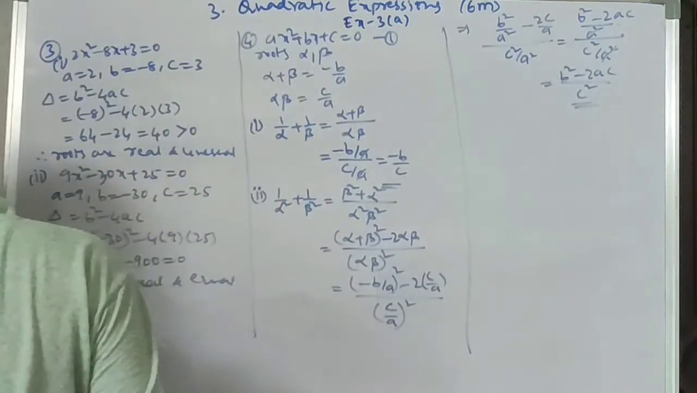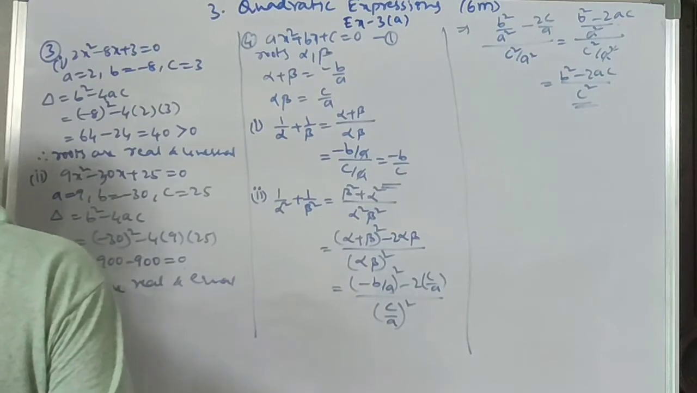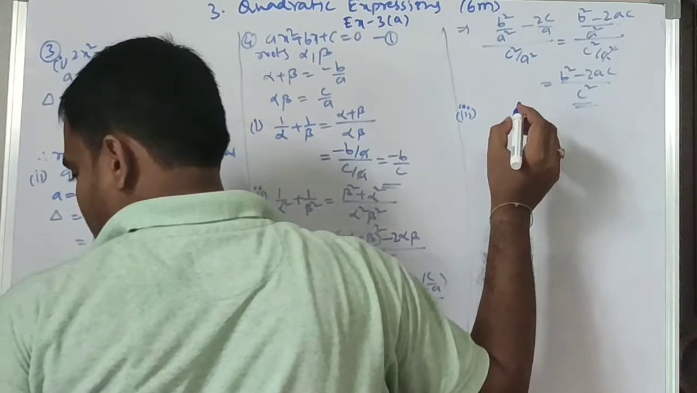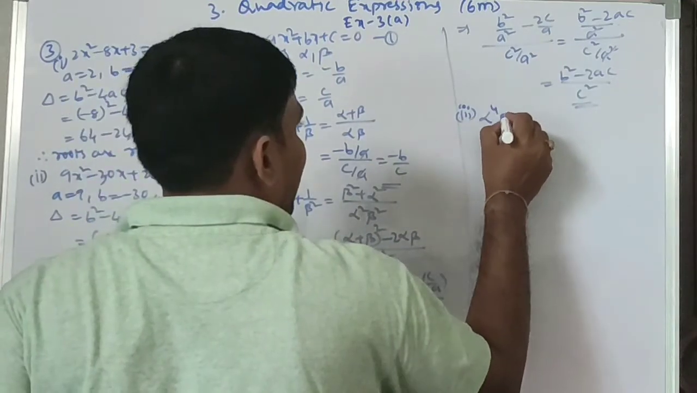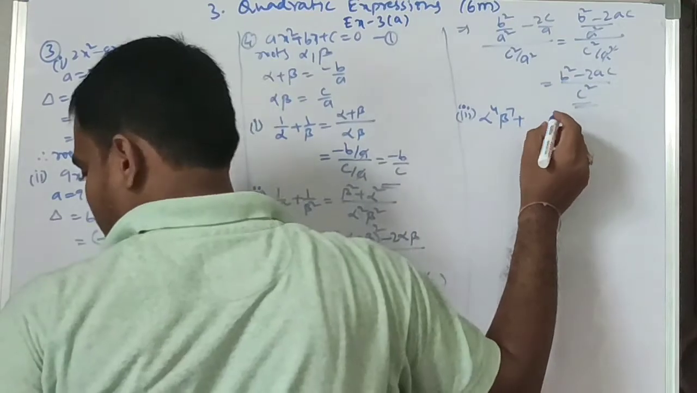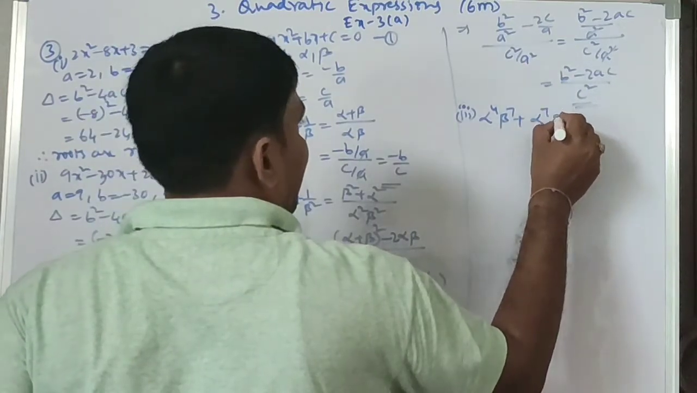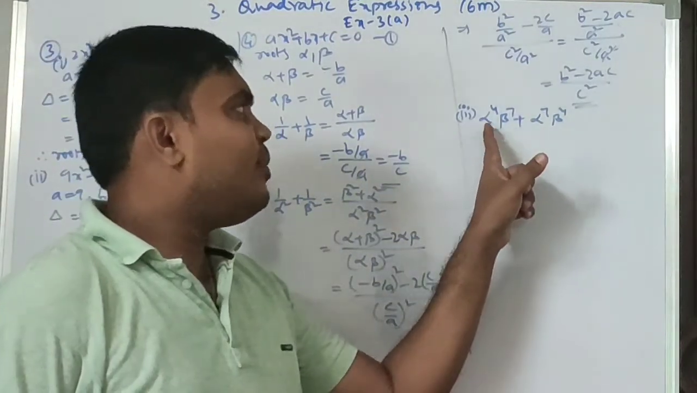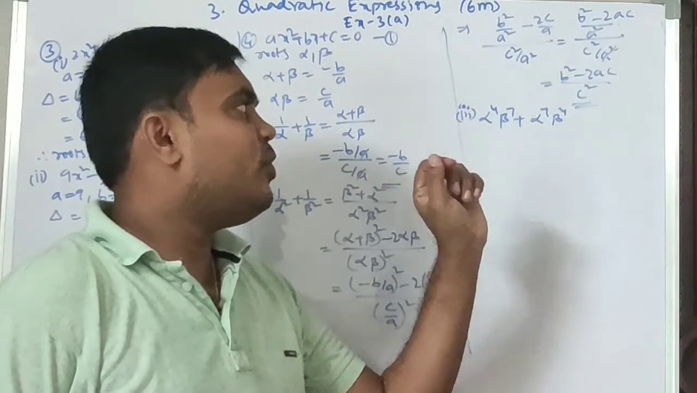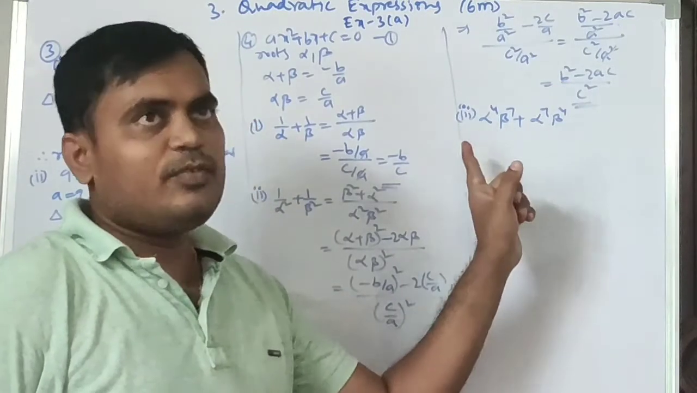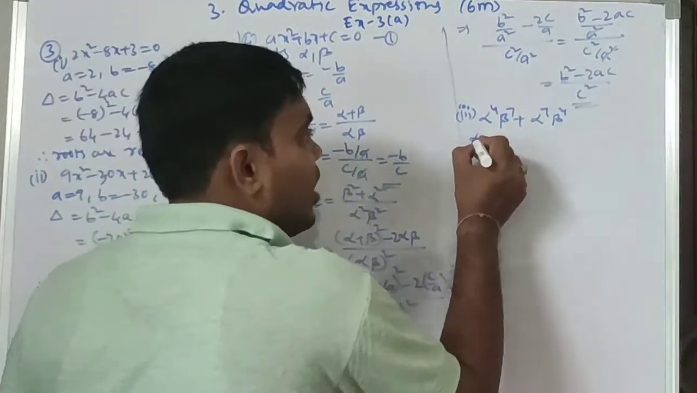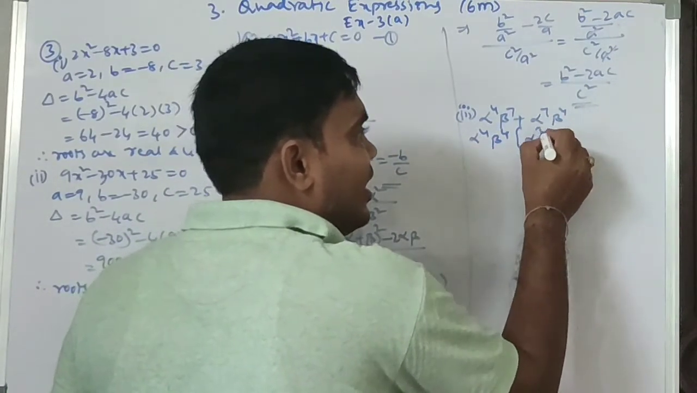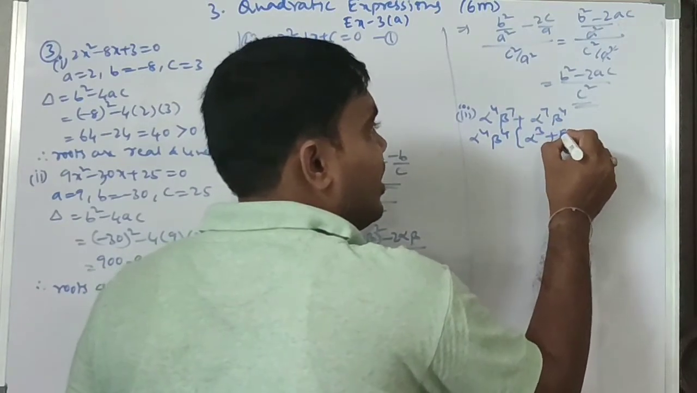Next, third one: alpha power 4 beta power 7 plus alpha power 7 beta power 4. If we observe this, alpha power 4 beta power 7, alpha power 7 beta power 4, at least 4 alphas and 4 betas are there. So I am taking alpha power 4 beta power 4 common. In this we get alpha cube, in this we get beta cube.